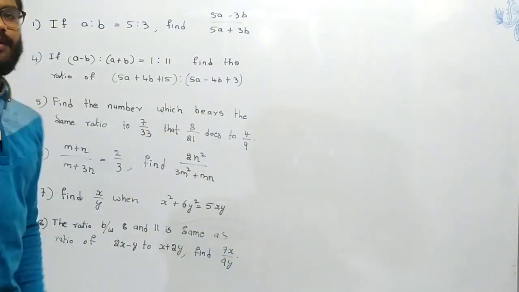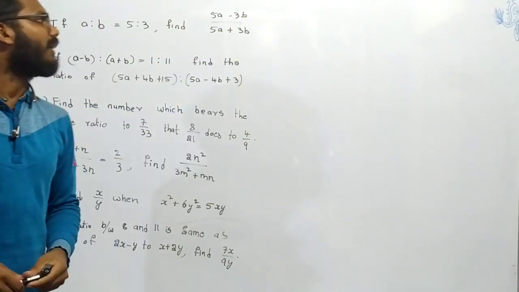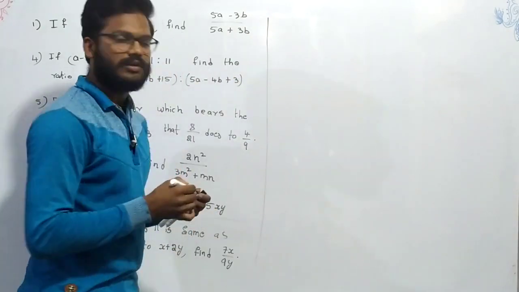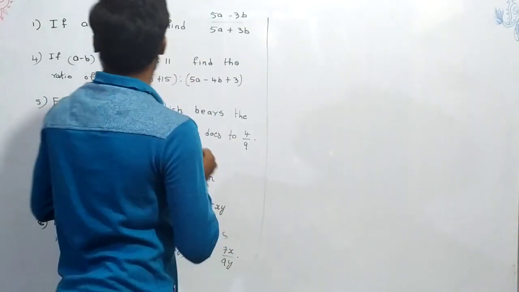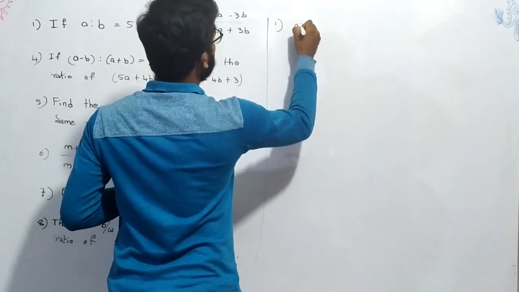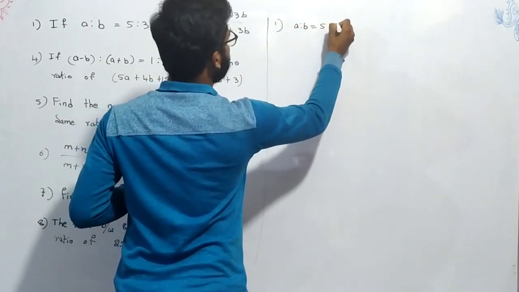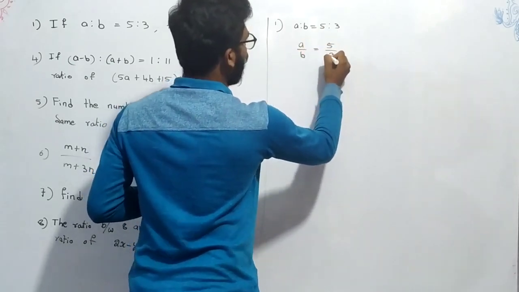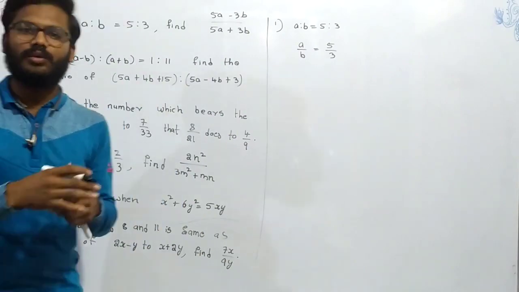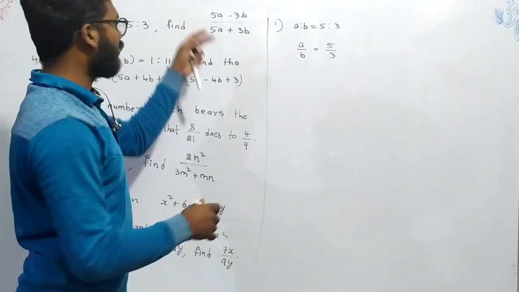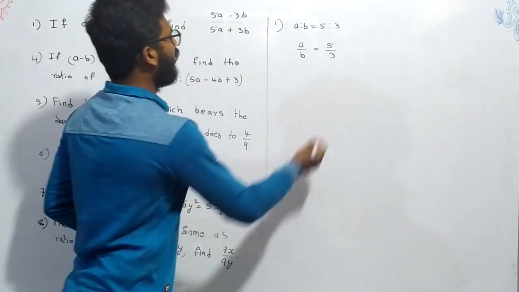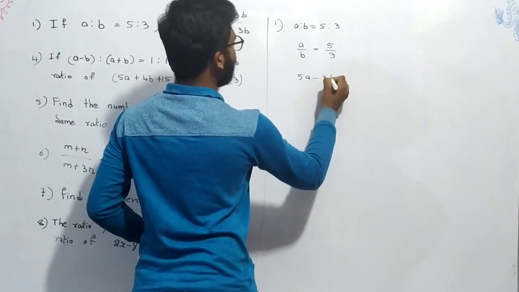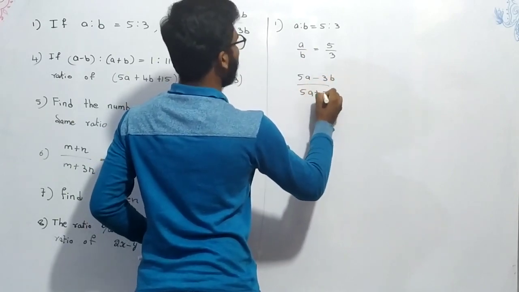If A is to B equal to 5 is to 3, find 5A minus 3B by 5A plus 3B. Let us see how to solve this type of problem. They have given A is to B equal to 5 is to 3, so we can take A by B equal to 5 by 3. This can be done in 2 or 3 ways. First, I will teach you in 2 methods. First, we have to find 5A minus 3B by 5A plus 3B.